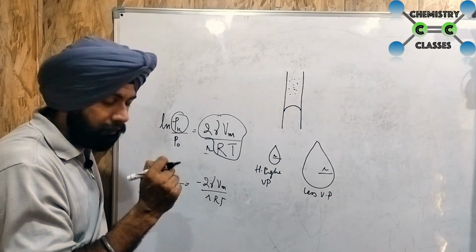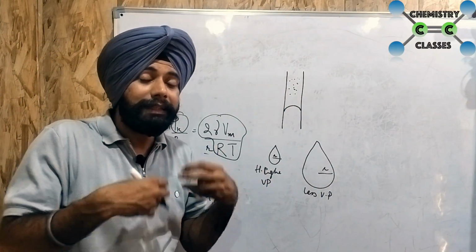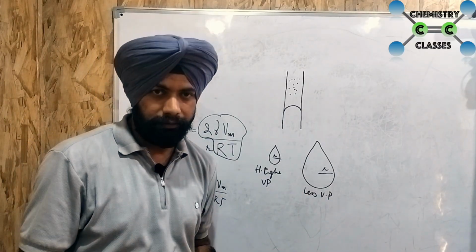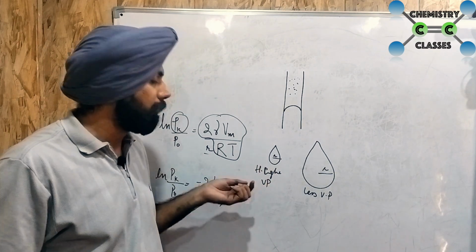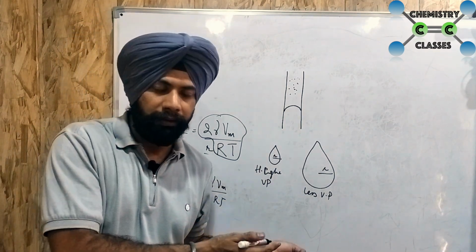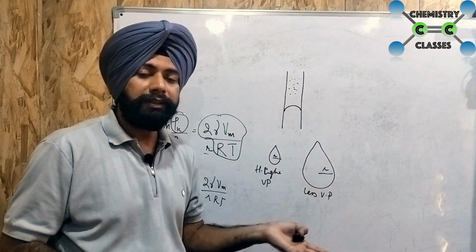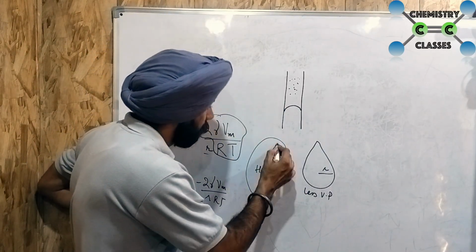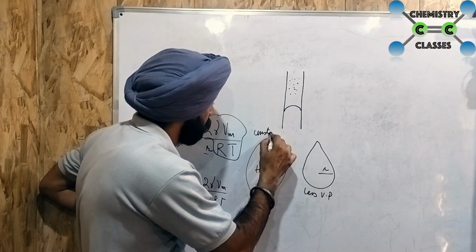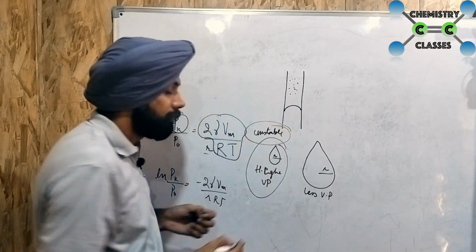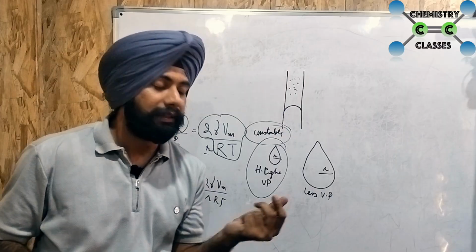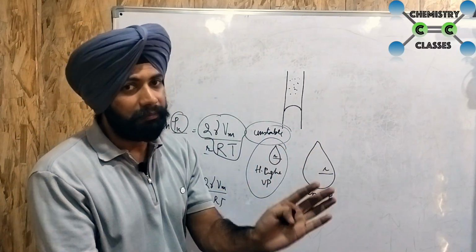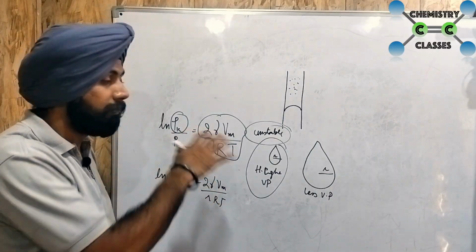So what does it give? A higher vapor pressure means it can easily evaporate. A lower vapor pressure means it cannot easily evaporate. That's what it means. A higher vapor pressure liquid would have a lower boiling point, and a lesser vapor pressure liquid would have a higher boiling point. So this kind of drop is unstable. A smaller drop is unstable, and a larger drop is stable. That comes out from Kelvin's equation.